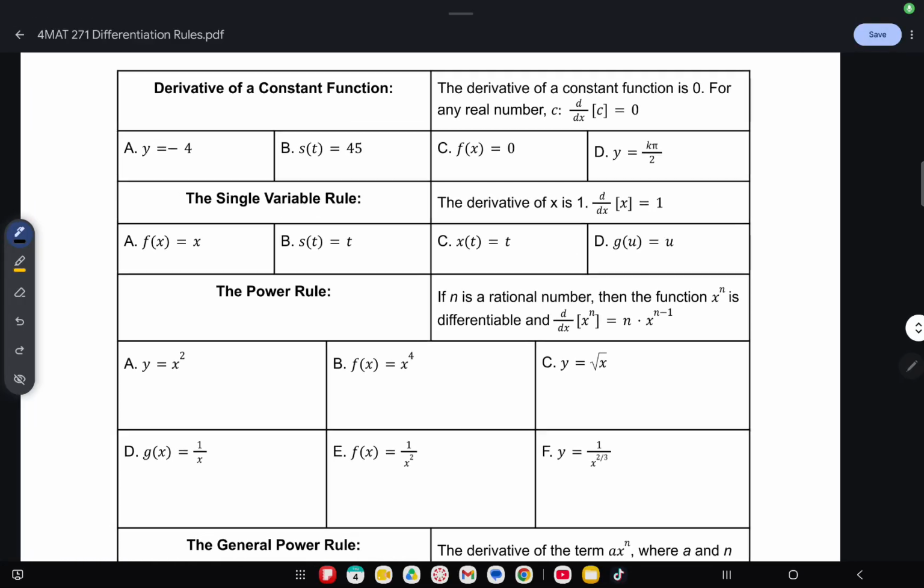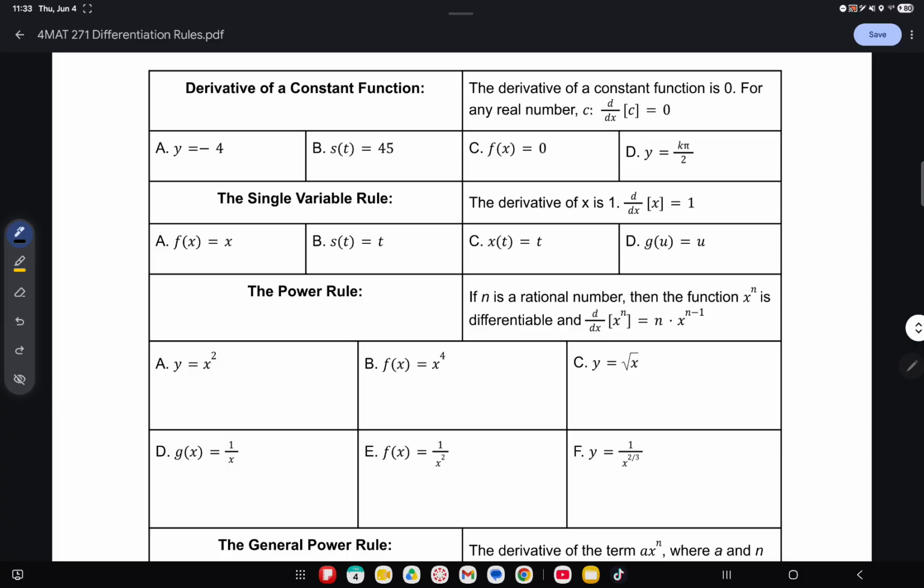We're going to look at different derivative rules. So we have that limit definition of a derivative, but there are some quick tricks and different rules we can apply so that we don't have to use that limit definition every single time. So I'm going to go through them.